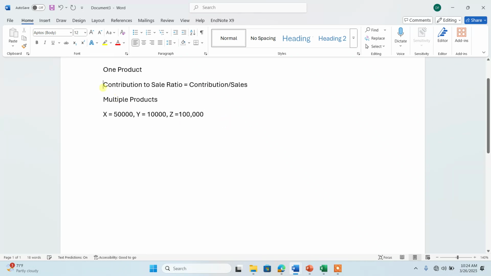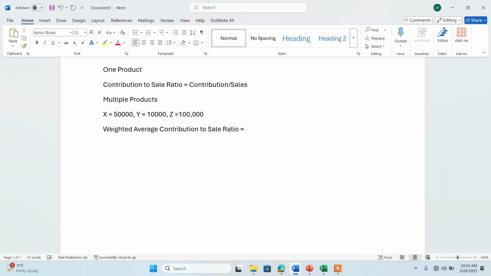So now we are going to learn how to calculate the weighted average contribution to sale ratio, not for a single product, but for multiple. So we are going to assign the according weights to each of the products. Let me first only calculate the weighted average contribution.